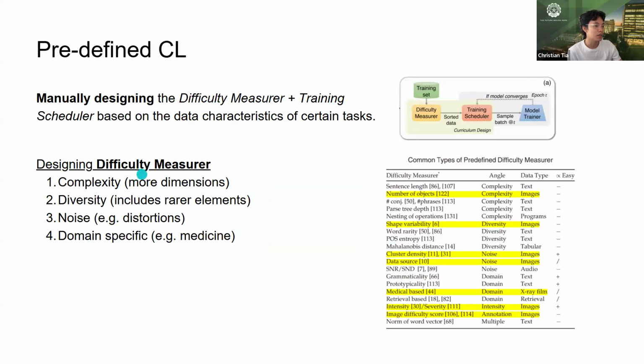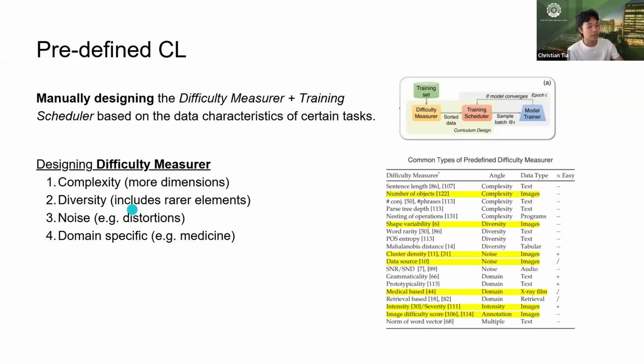One angle would be complexity. I highlighted here the common types of predefined difficulty measures for images. With reference to complexity, that could be the number of objects in the image, because it would have more dimensions. For text, it would be the sentence length, etc.